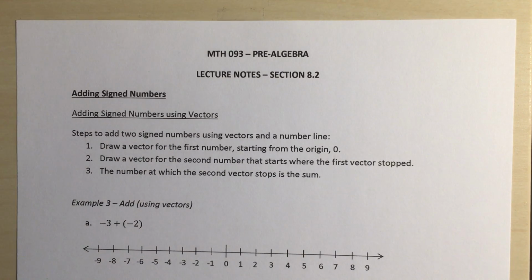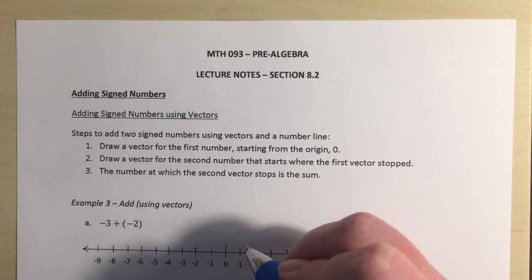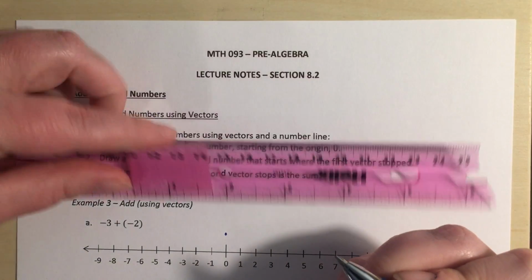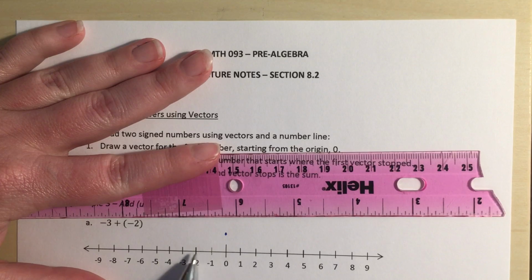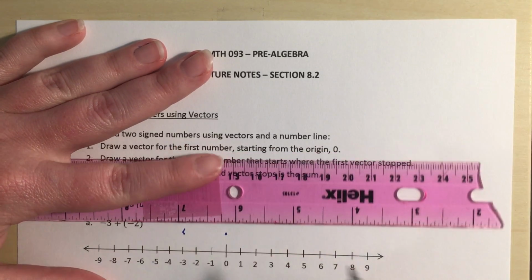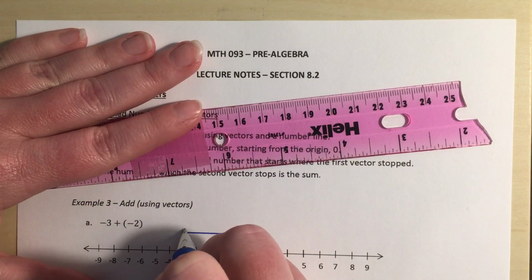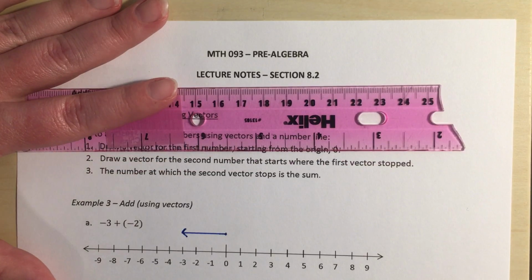Okay, so for this first one, we're going to add using vectors. Anytime we're doing an addition problem, we're going to start at 0, and then we're going to go left or right to get to our first number, and then we're going to take that and use that second number to figure out our stopping point. So I'm going to go to the left 3. I'm going to start at 0 and go to the left 1, 2, 3 units, and I'm going to end at this -3. So there is my -3 by my vector.